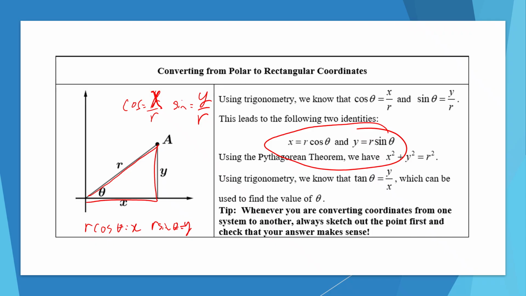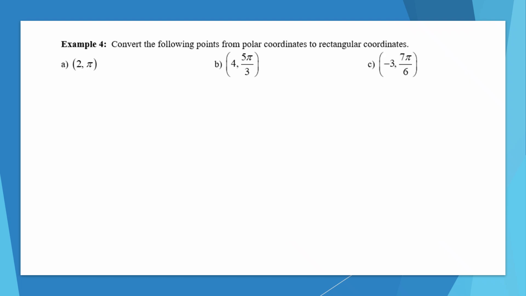And then what happens when you have rectangular coordinates and you want to find the polar? Well, you can find your radius pretty quickly using the Pythagorean theorem, and then you can use inverse tangent to help you find your angle measure. So let's take a look here and try some example problems. Convert the following from polar to rectangular. So just remember, x equals r cosine theta, and y equals r sine theta is our two formulas.